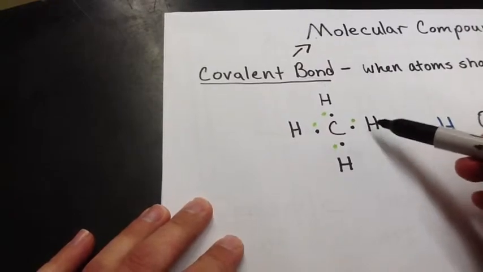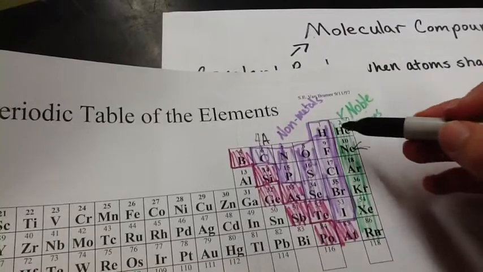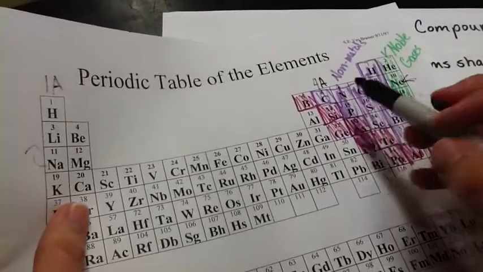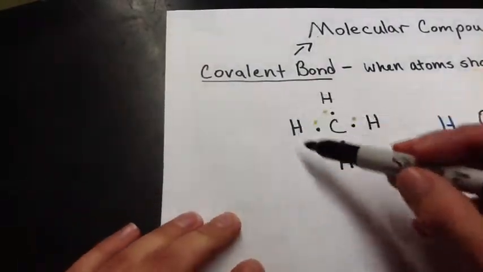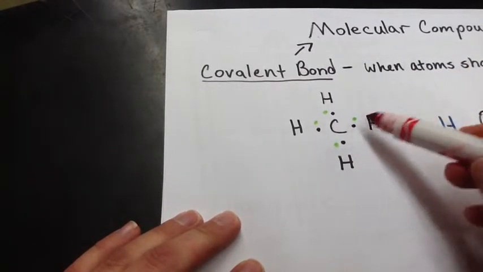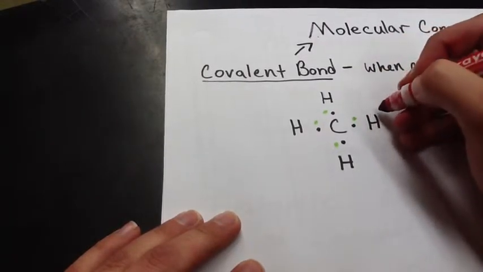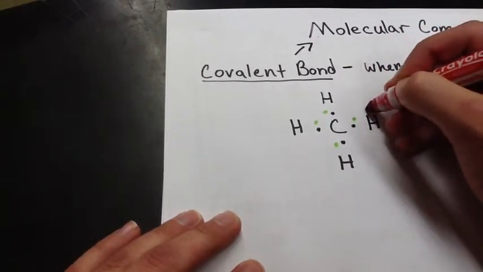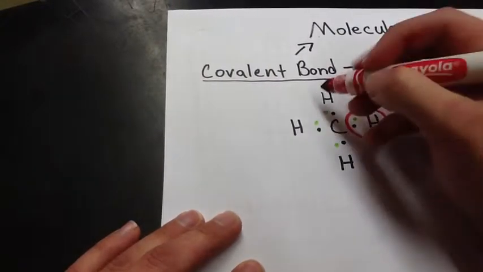Alright, so back to this. Hydrogen wants 2 valence electrons to be like the noble gas helium. Carbon wants 8 to be like the noble gas neon. So if carbon can get 4 hydrogens around him, he can do that. And if hydrogen can get near just 1 of carbon's electrons, he can get his valence electrons. So what hydrogen does is it says, hey, I'll share 1 if you share 1 with me, and then I can count these 2 as my valence.